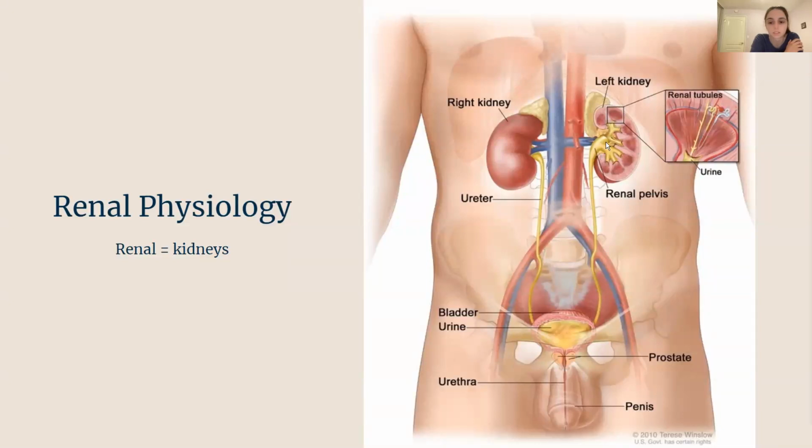We can also see the renal pelvis. When urine is produced, it goes to the renal pelvis and then to the ureters. The ureters transfer the urine from the renal pelvis to the bladder. The bladder is where urine is stored, I'm sure all of you know that. And the urethra is where urine exits our body, where micturition and urination occur.